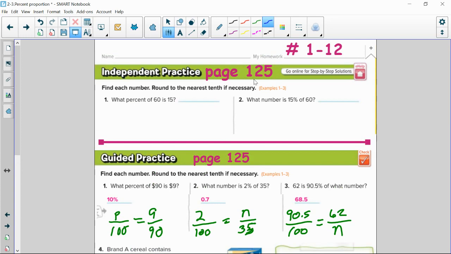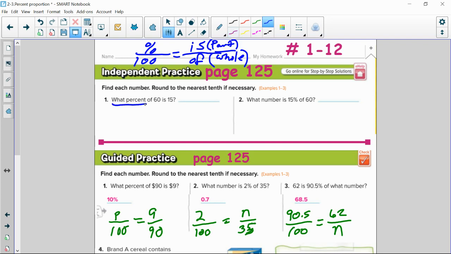Okay, you are doing page 125, problems 1 through 12. Remember, you are always setting it up as your percent over 100, and it is over the "of." This is my part, and this is my whole. Okay, those are just giving you the extra so that you understand why we use "is" and "of." They're just the key words for what's the part and what's the whole. But part and whole is the important part.